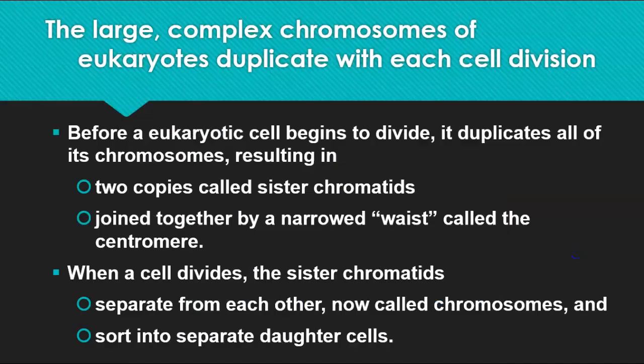Before the eukaryotic cell starts to divide, it has to copy all the chromosomes. And so that is where you get the two copies that we call sister chromatids, and that are joined together at a narrow area called the centromere. And when the cell divides, the chromatids are going to separate from each other, and now they'll be full chromosomes, and then be sorted into separate daughter cells. And again, the goal is to make sure that each daughter cell gets a correct copy of each of the chromosomes so that each cell has all the information it needs to be functional.